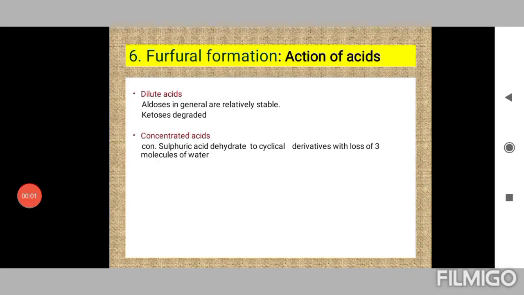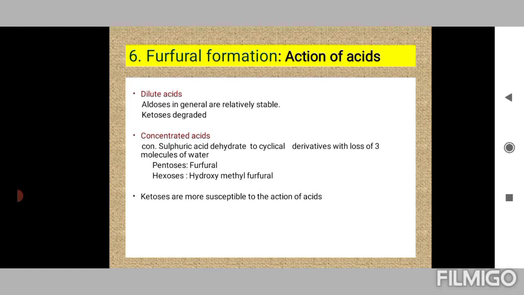Now furfural formation of monosaccharides upon action by acids. With dilute acids, aldoses are generally stable, whereas ketoses are not stable with dilute acids. They give furfural forms. With concentrated acids, even aldoses give furfural forms with the loss of 3 molecules of water. So this is basically dehydration, loss of 3 molecules of water. Now pentoses give furfural forms and hexoses give hydroxymethyl furfural. So in general, ketoses are more susceptible to the action of acids.